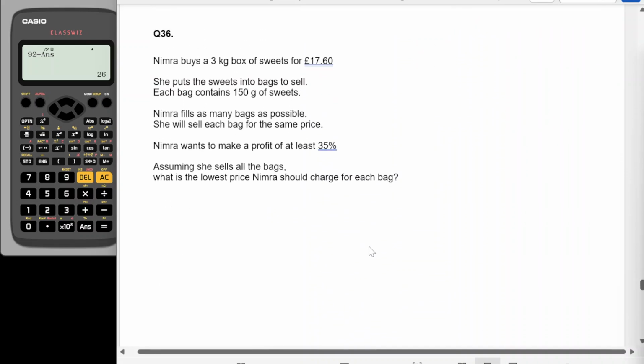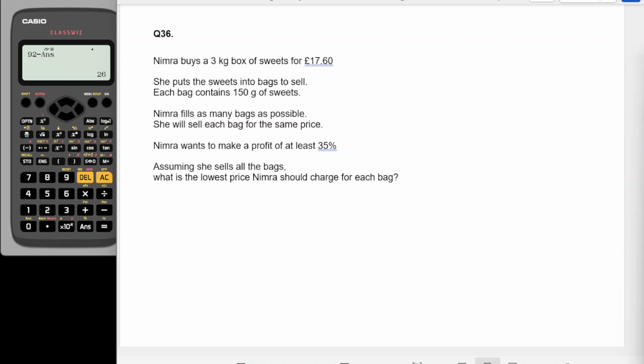Okay, 36. Nimra buys a 3 kilogram box of sweets for £17.60. She puts the sweets into bags and sells each bag. Each bag contains 150 grams of sweets. Nimra fills as many bags as possible. She will sell each bag for the same price. She wants to make 35% profit, assuming she sells all the bags. What is the lowest price that she should sell the bags for?